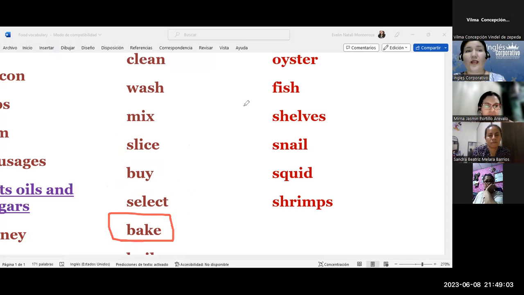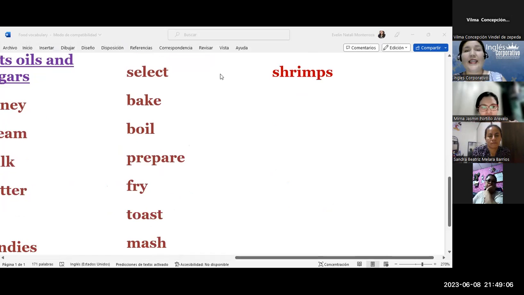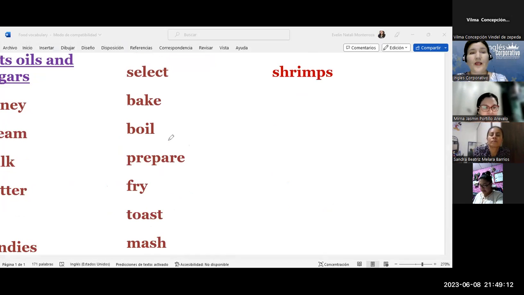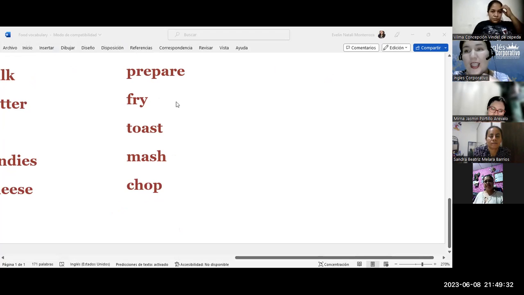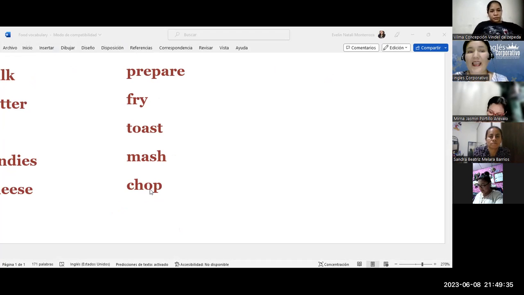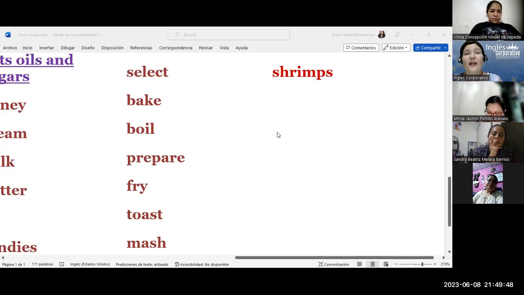The next one that you have here is bake. Lo que hacemos con los pastelitos, right? Bake, hornear. The next one is boil with the water, right? You boil the water. The next one, prepare. Prepare means preparar. Fry. Freír. Toast. Tostar. Mash. Mash is hacer puré, mash. Chop is to cut in little pieces. Chop es hacer pedacitos pequeñitos, triturar en pedazos pequeños.